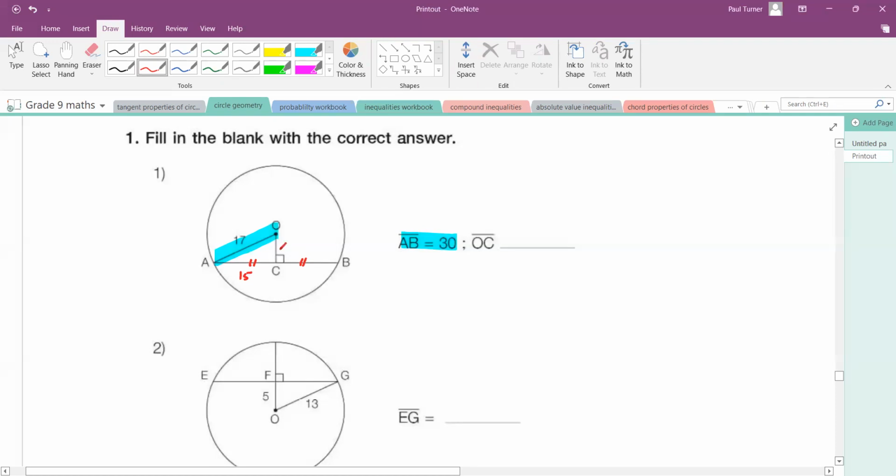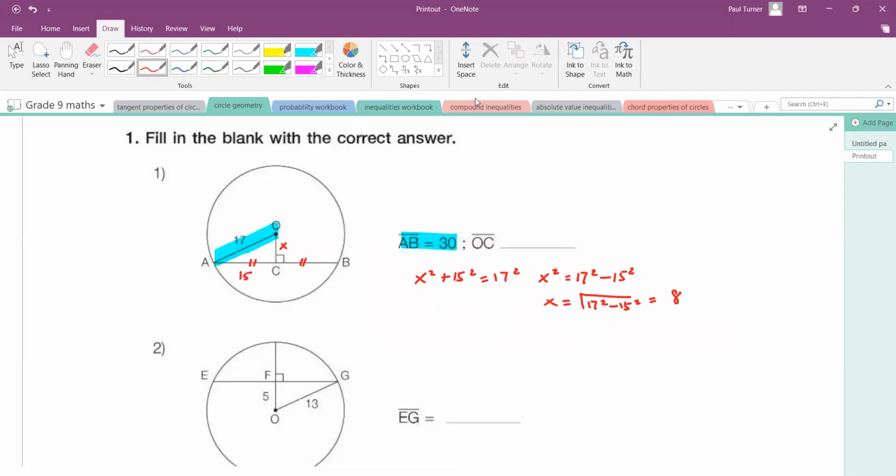And we can let OC be X. So I'll form an equation. So we'll have X squared plus 15 squared is 17 squared. By rearrangement, X squared will be 17 squared minus 15 squared. So X will be the square root of this number, 17 squared minus 15 squared. And you'll get 8 for your answer here. So this length here should be 8, which I believe is what most of you got there. So that answer is 8 for the length OC.